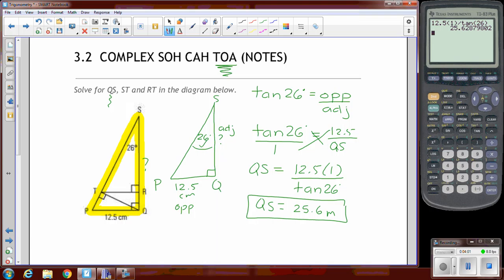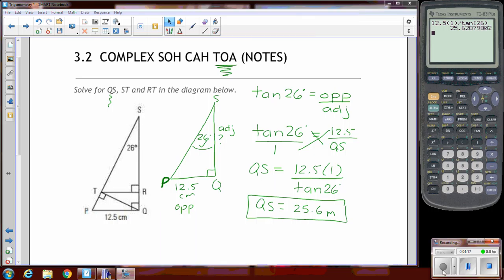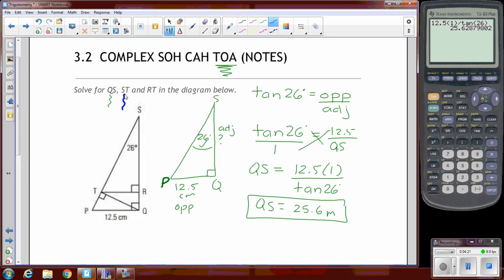So side length QS, we've found it. It's 25.6 meters. So now let's move on to a different part. What I would also recommend now is just clearing up our diagram. Whoops, I guess we still need this label there. And we're going to move on to find side ST.